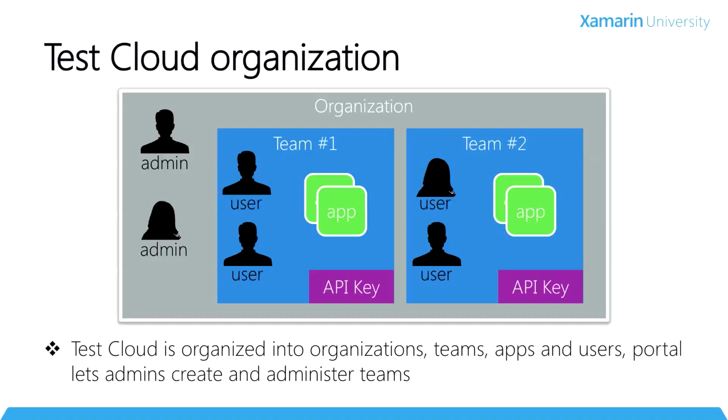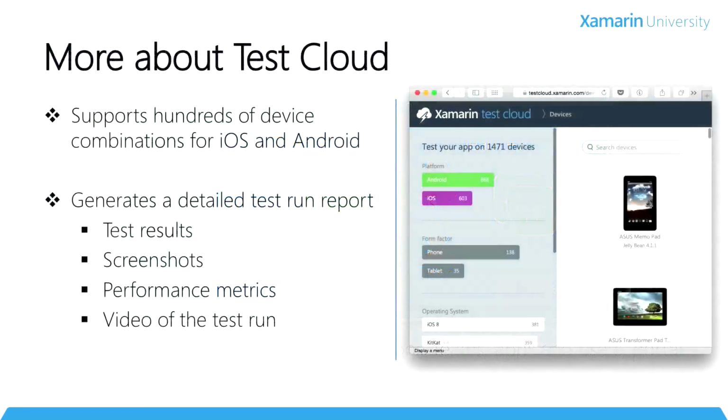Each team that's defined in the organization is given a unique API key, which is used to identify the team. You either must supply this key with the tests when you upload to Test Cloud, or use the IDE, which is going to ask you for your login credentials, and it will obtain the key for you.